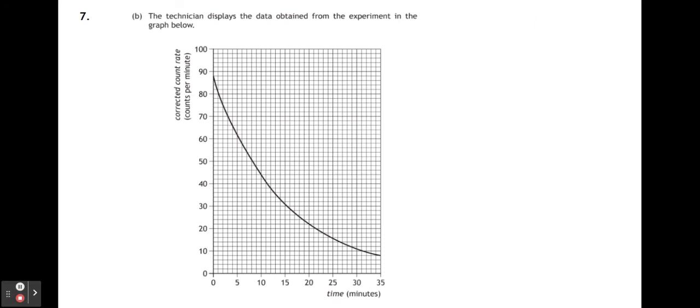B. The technician displays the data obtained from the experiment in the graph below. So you can see we have a graph of corrected count rate, that's the count rate measured minus the background level, against time. Describe how the apparatus could be used to obtain the experimental data required to produce this graph.